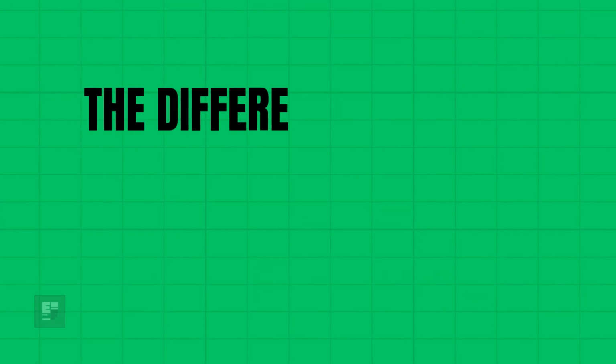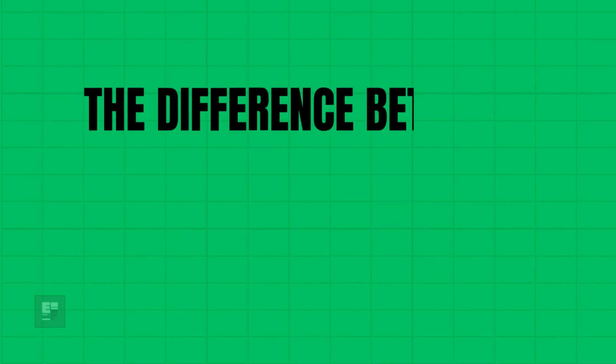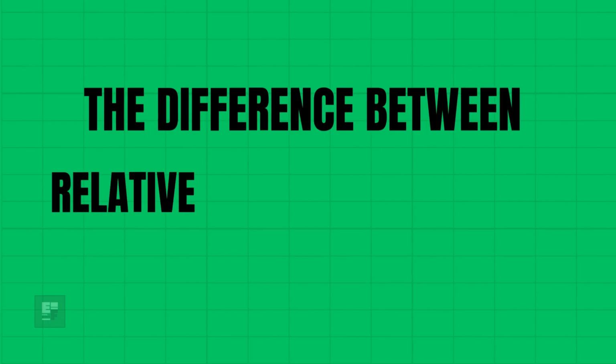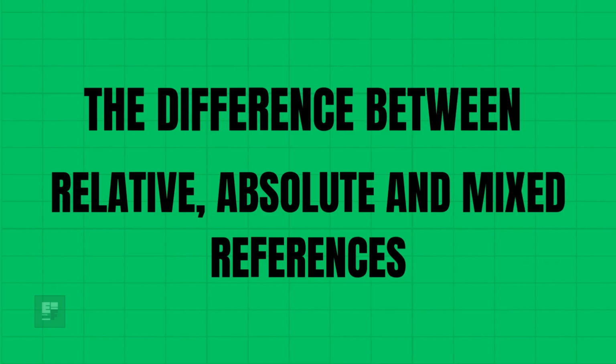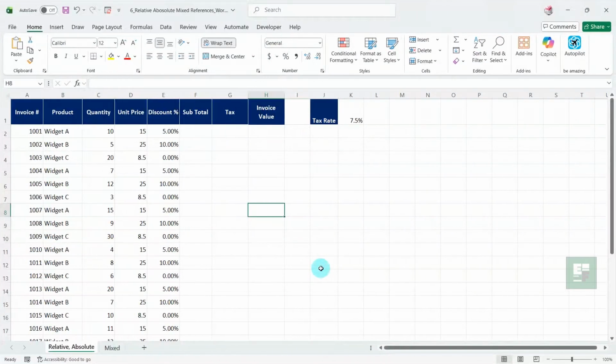Today, we're diving into a deceptively simple but absolutely critical concept in Excel: the real difference between relative, absolute, and mixed references. Mastering this will make your spreadsheets rock solid and flexible, especially when you copy formulas around. Let's jump right in. First, what is a cell reference at all?